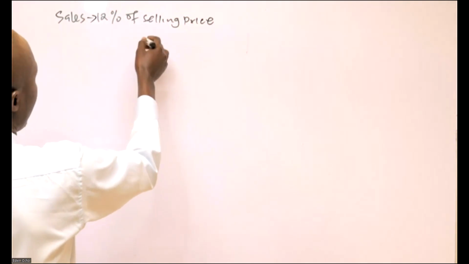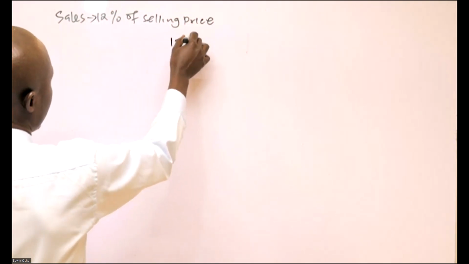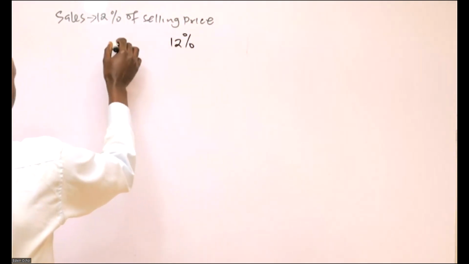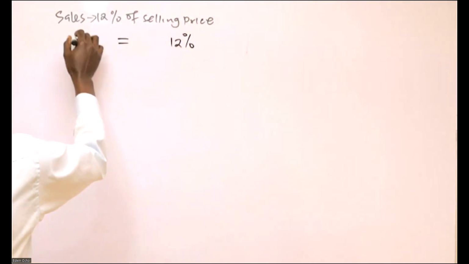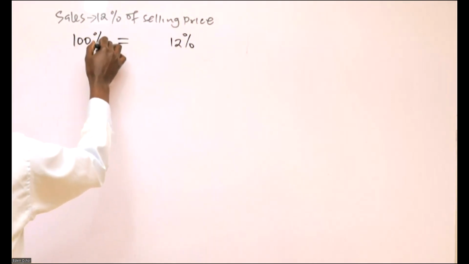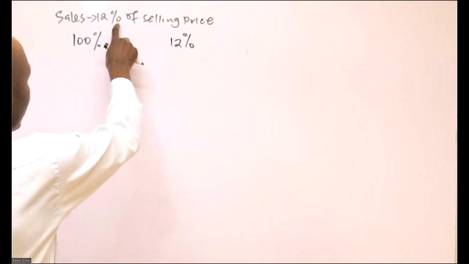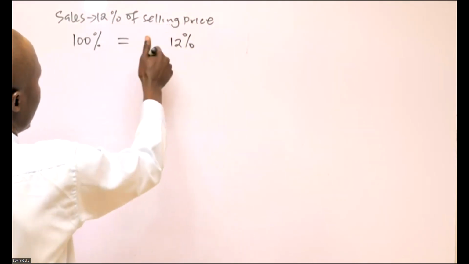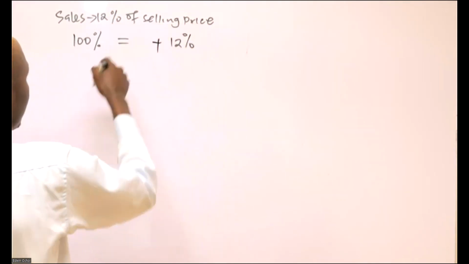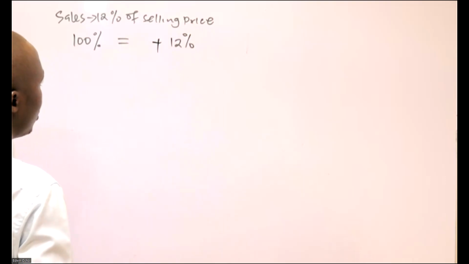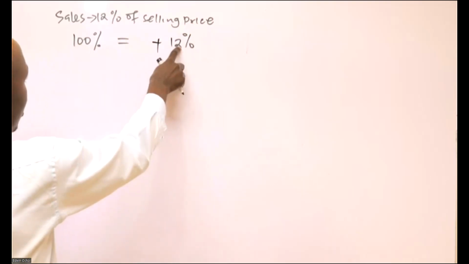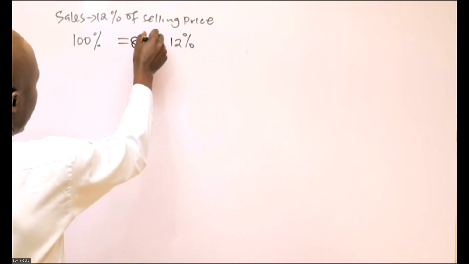So if my profit is 12%, and obviously when they talk about selling price, you will maintain your selling price at 100%. So the profit is 12% of the selling price, meaning that the cost of the goods will be 100 minus 12, which is 88%.